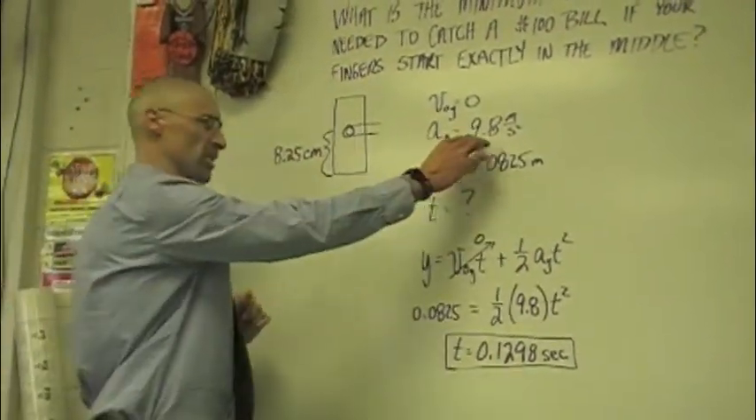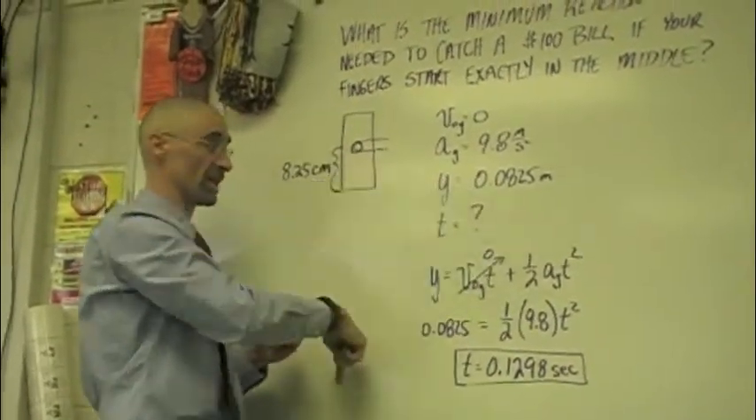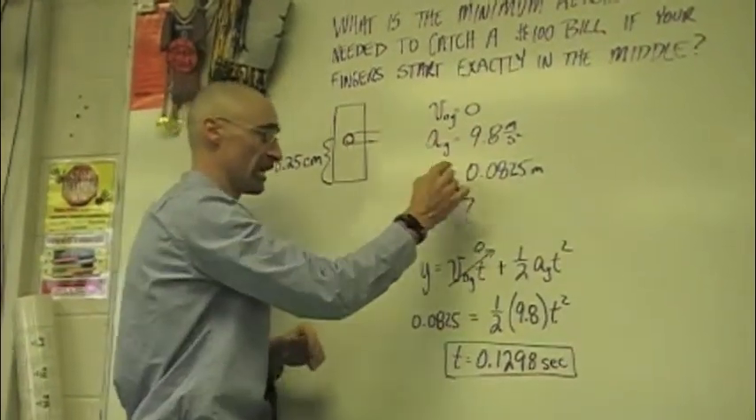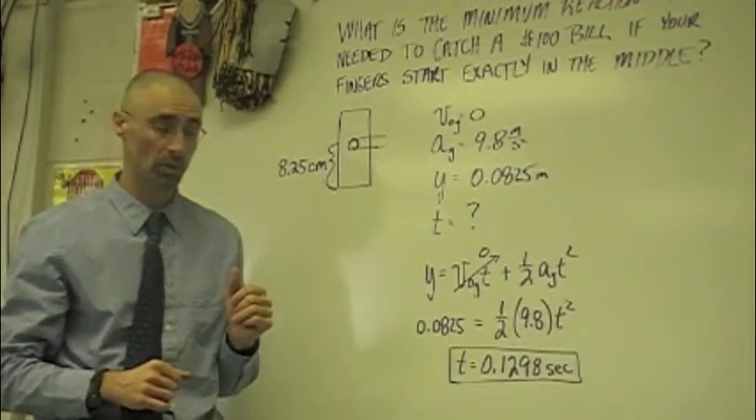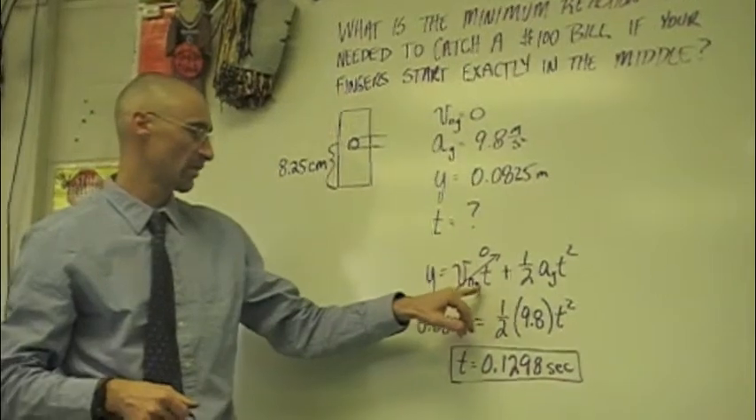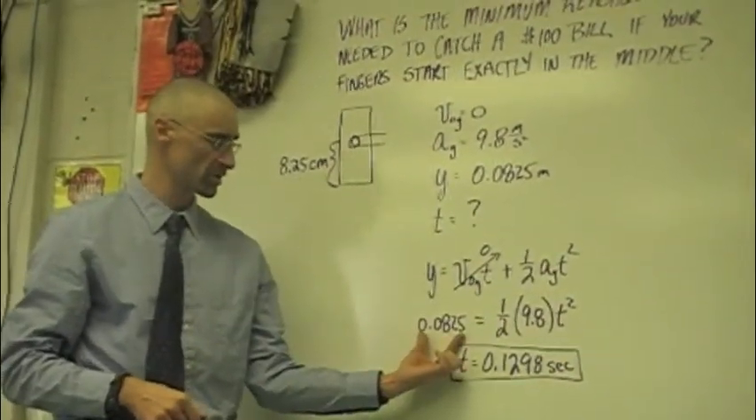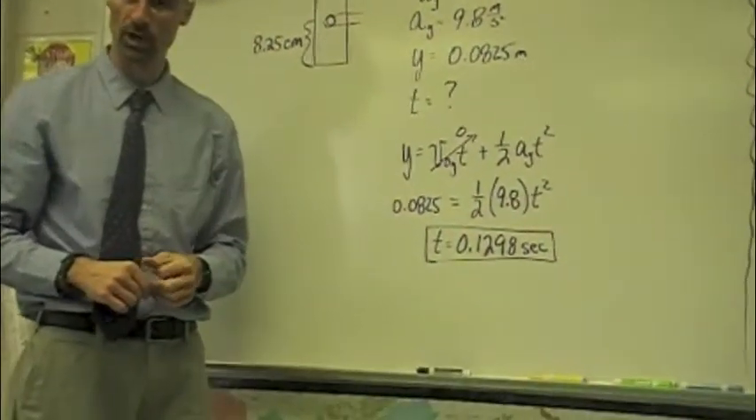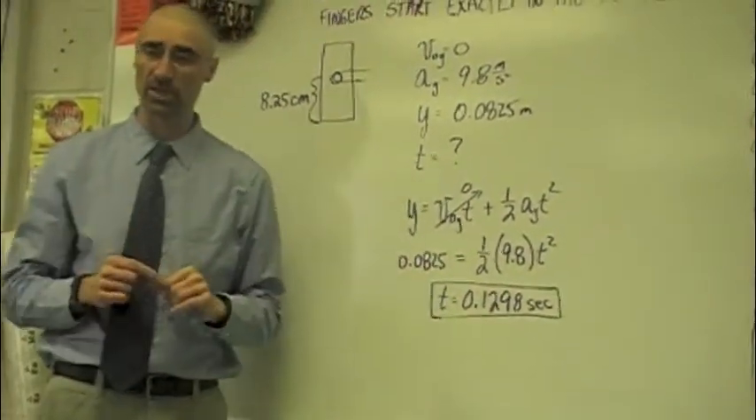Does that make sense? Acceleration is going to be downward, but I'm making that the positive direction. The distance is going to be downward, so it's positive. We could do this problem with a negative and a negative, and we'd get the same answer as well, as long as you keep them both going in the same direction. Really simple kinematic equation: y equals v naught y t plus 1/2 a y t squared. You plug in your distance, you plug in your acceleration, and you solve for the time. That is the minimum reaction time needed to be able to catch that dollar.